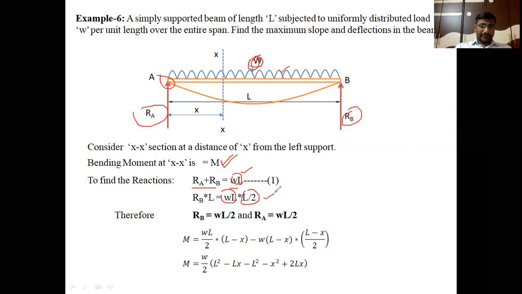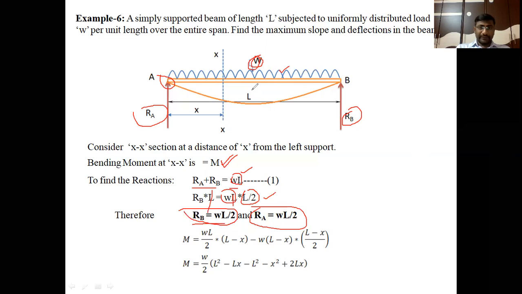So from this, we can say that RB is equal to wL by 2. One L cancels, remaining is wL by 2. If RB is wL by 2, RA is also wL by 2, because at both supports the reactions are the same.